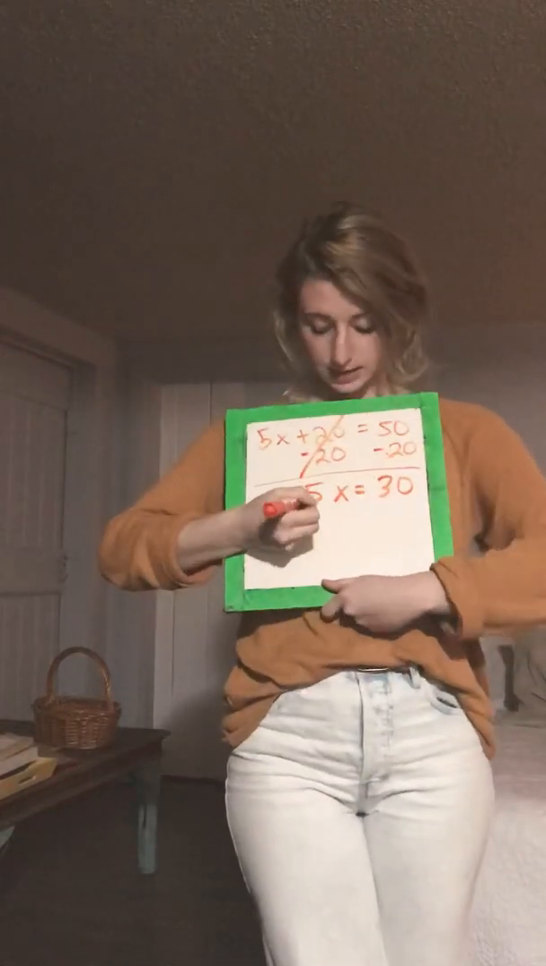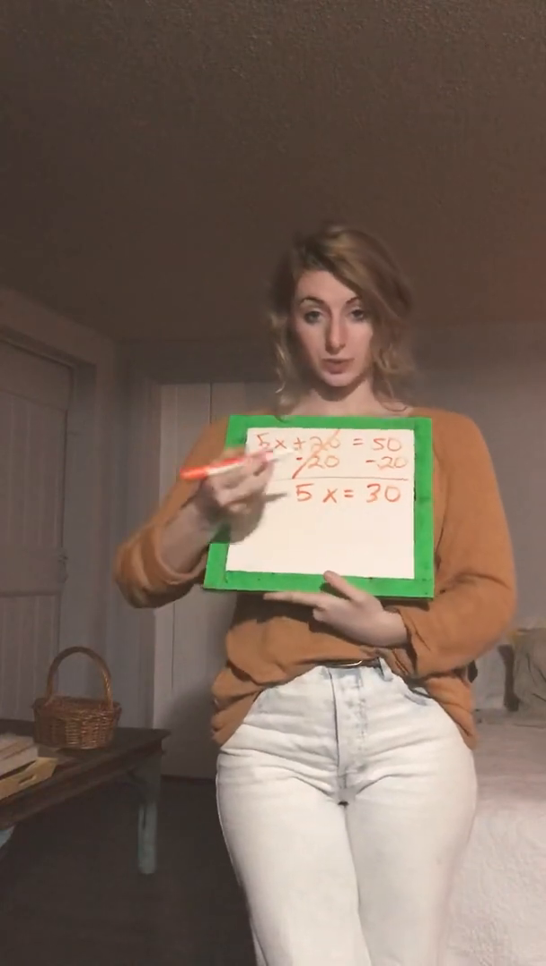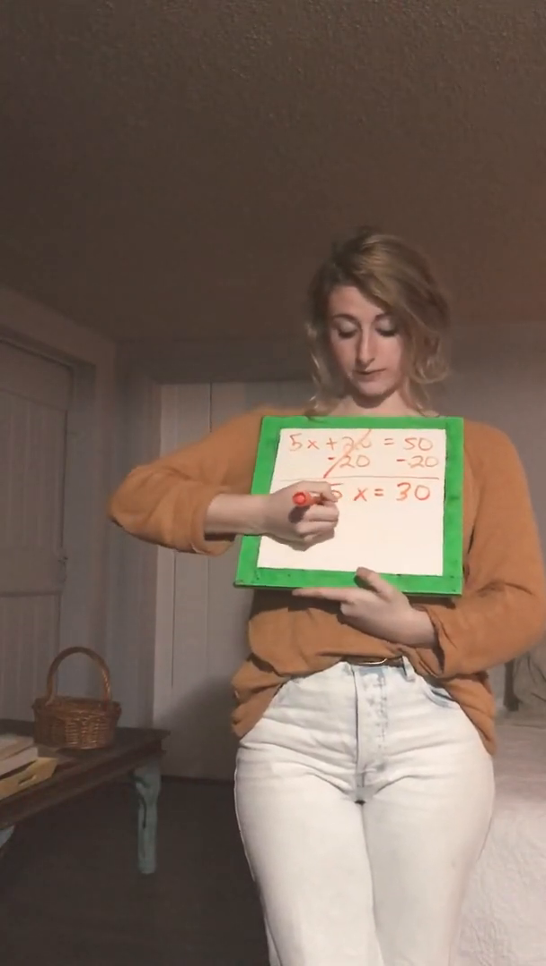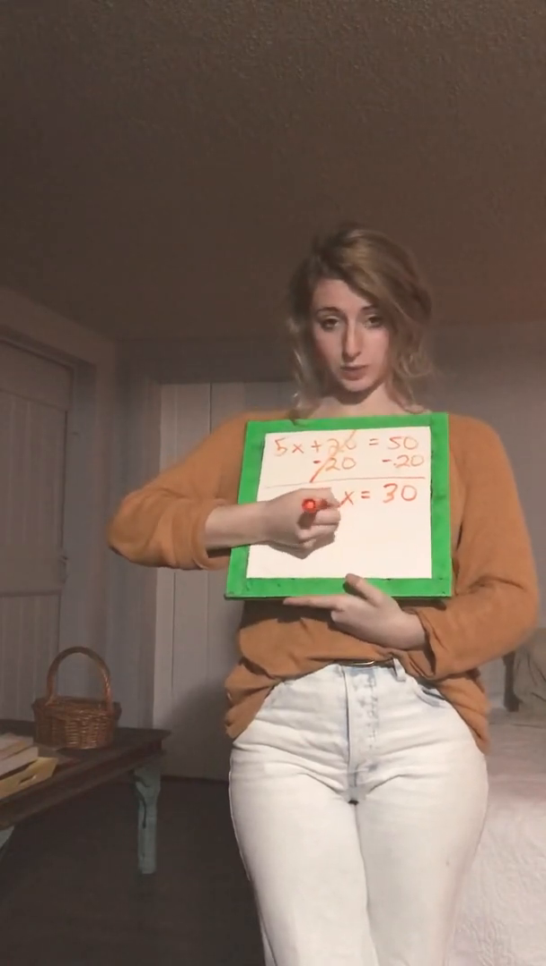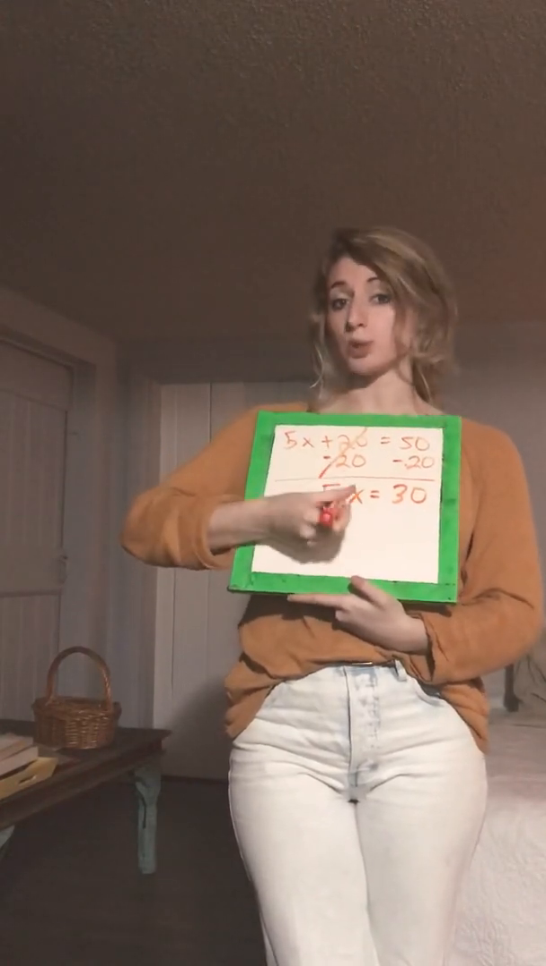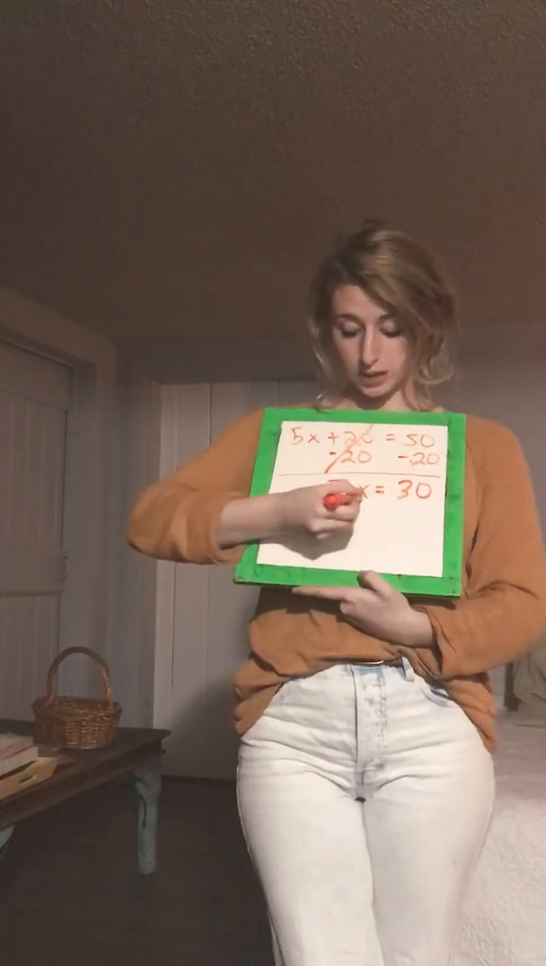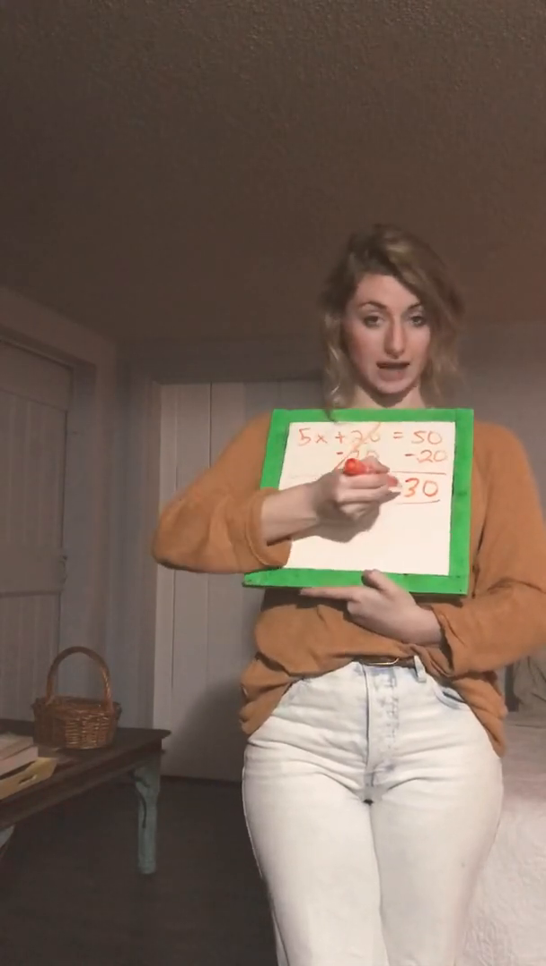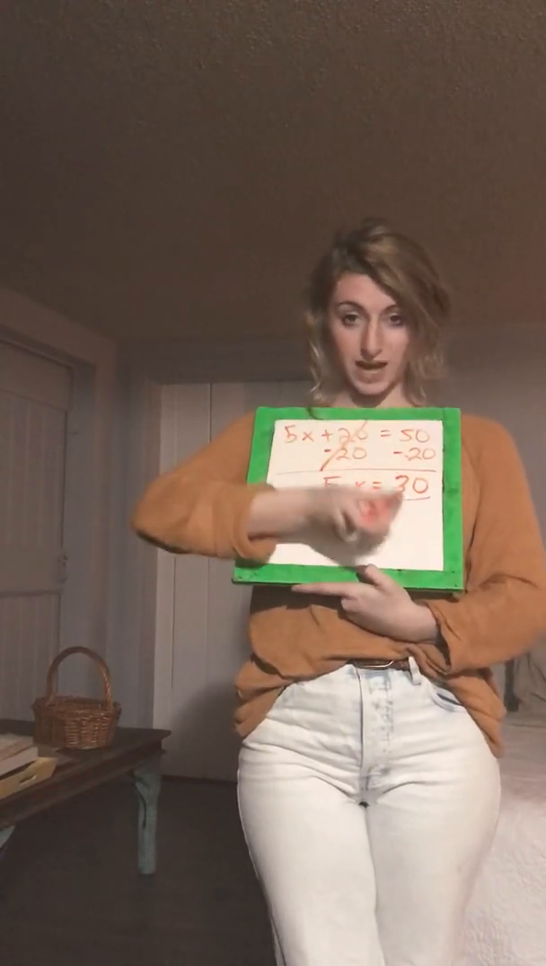And it looks like this. Now we're back to the problem like we had in number 1. So instead of adding or subtracting, we know that this is multiplication. But in order to reverse multiplication, we have to divide. So we're going to divide the 5 off of here. And then whatever we do to this side, we have to do to this side. So divide by 5 and divide by 5.